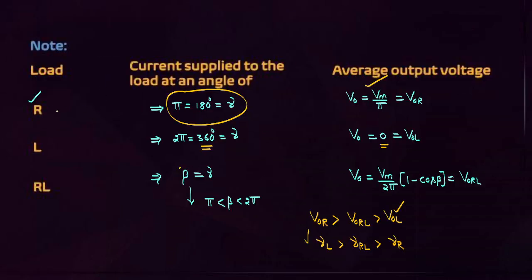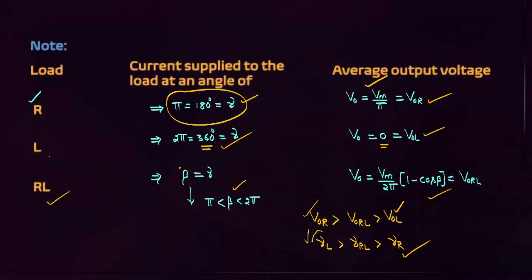For R load, how much angle is current supplied to the load? 180 degrees. For L load, 360 degrees of current is supplied to the load. For RL load, current is supplied only for the beta angle. But in which load is the average output voltage more? Resistive load. Which load has the current supplied to the load less? That is resistive. That is the observation here, students.